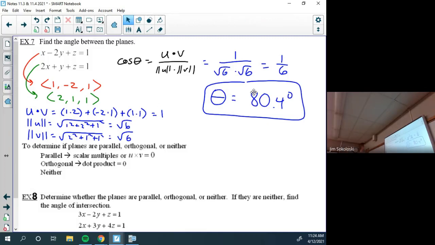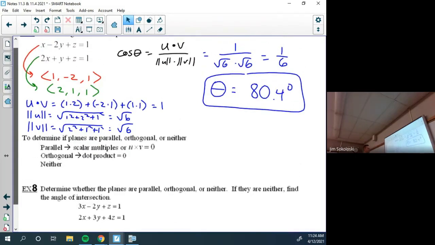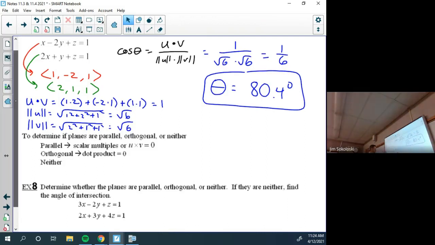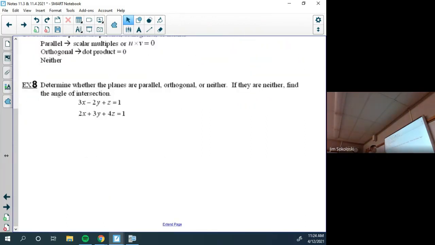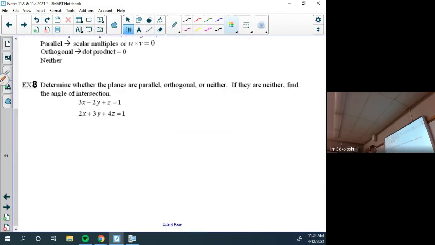All right, and I believe our last question, and planes and vectors are very similar for a lot of things we do, right? So I know that parallel vectors are scalar multiples. I know perpendicular vectors have a dot product of 0. Well, planes are no different, okay? So as I finish up here, determine whether the planes are parallel, perpendicular, or neither. Okay, so as I turn these into two vectors, I got 3, negative 2, 1, and I have 2, 3, 4. Remember, these are orthogonal vectors.